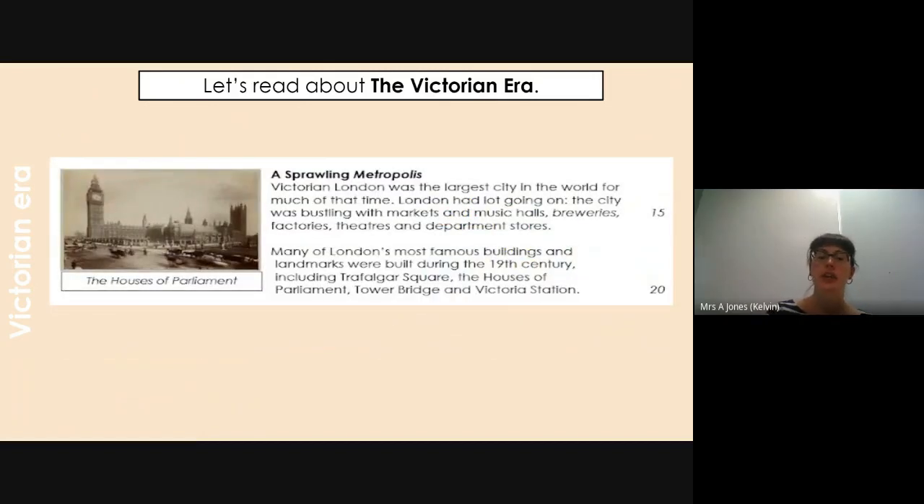Let's continue reading. A sprawling metropolis. Victorian London was the largest city in the world for much of that time. London had lots going on. The city was bustling with markets and music halls, breweries, factories, theatres and department stores. Many of London's most famous buildings and landmarks were built during the 19th century, including Trafalgar Square, the Houses of Parliament, Tower Bridge and Victoria Station. And there's a very old photograph of the Houses of Parliament, still standing today. Again, your teacher could pause the lesson here and give you a little bit of time to jot down any key notes in your booklets.